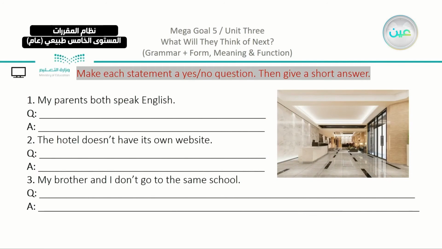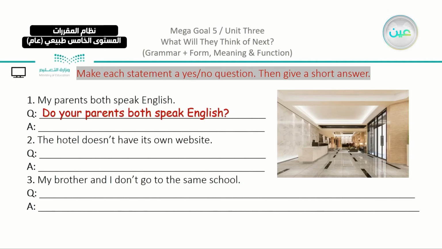Now, make each statement a yes-no question, then give a short answer. We have the first one, my parents both speak English. This is a positive sentence. So we're going to ask a question. Parents is plural. We're going to ask, do your parents both speak English? Because we have here parents.